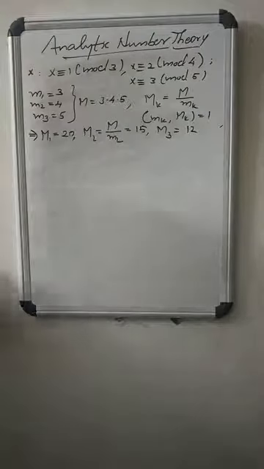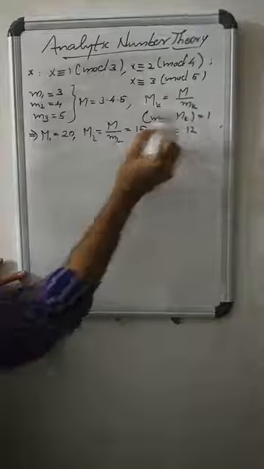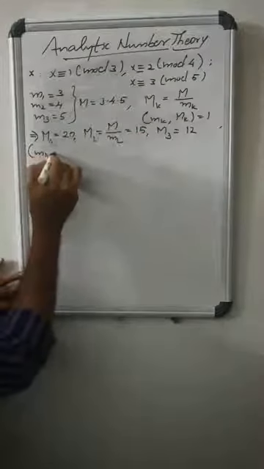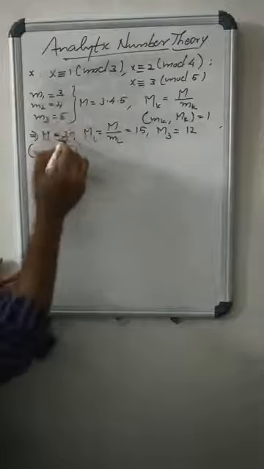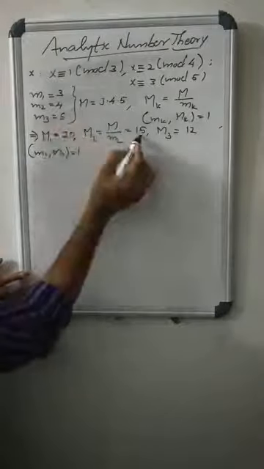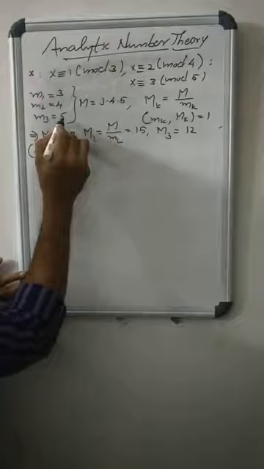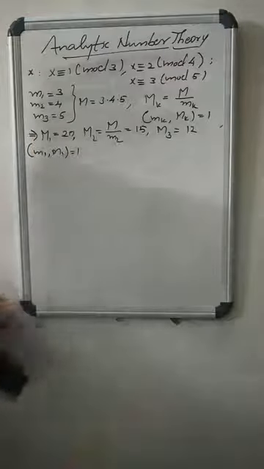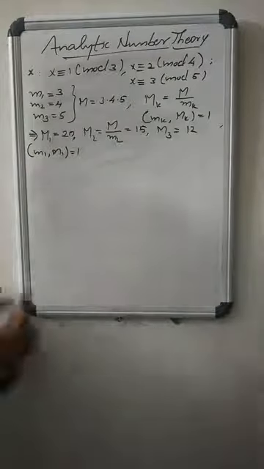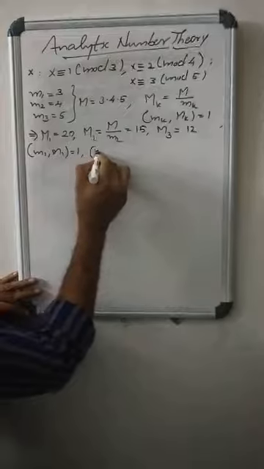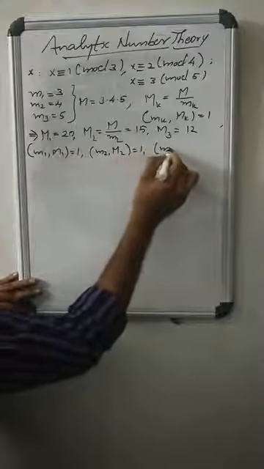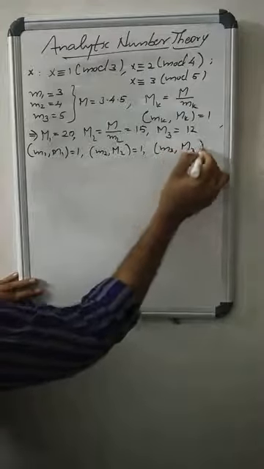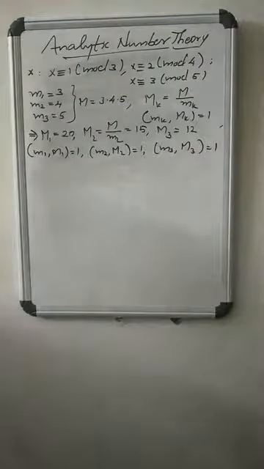Now clearly mk and Mk are relatively prime. Small m1 and capital M1 are relatively prime: 3 and 20 are relatively prime, 4 and 15 are relatively prime, and 5 and 12 are also relatively prime. Small m2 and capital M2 are relatively prime, small m3 and capital M3 are relatively prime.